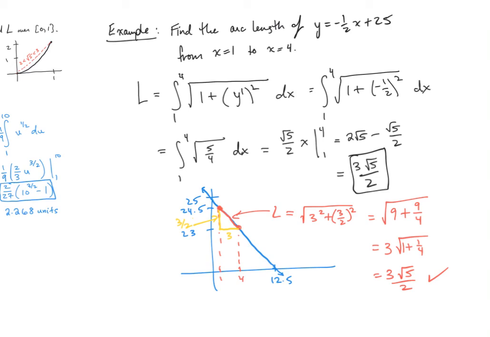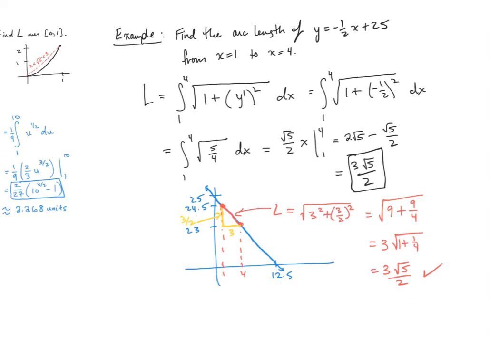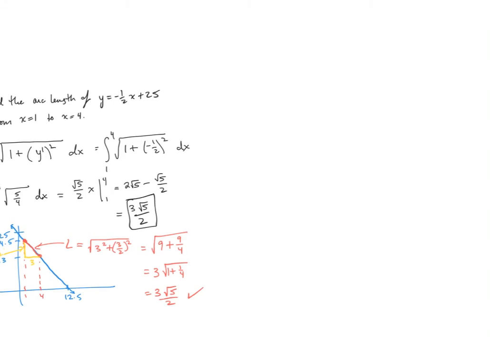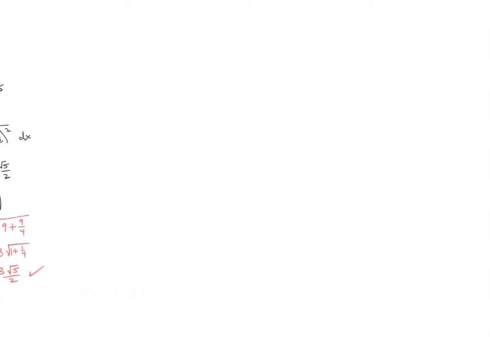Pretty awesome. Just to let you know that it doesn't always work out so nicely. I mean, the examples I've chosen are really pretty nice. I've chosen them carefully so that it all worked out. We could compute the integral. But, for example, say I wanted to find the arc length of f of x equals sine of x on 0 to pi.